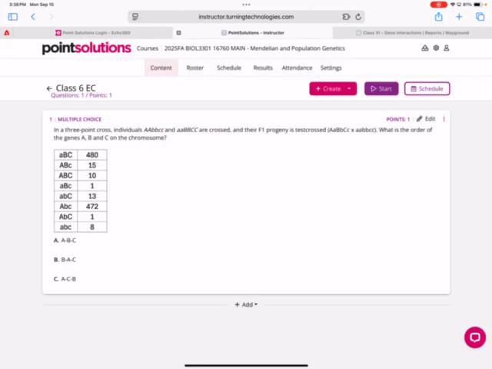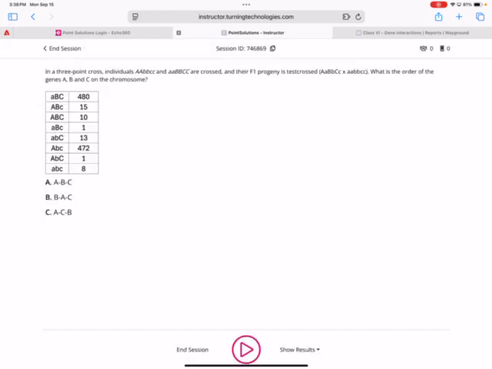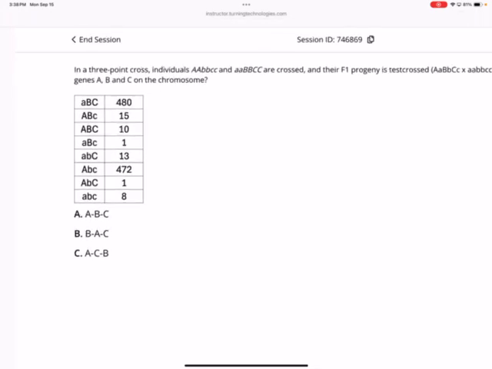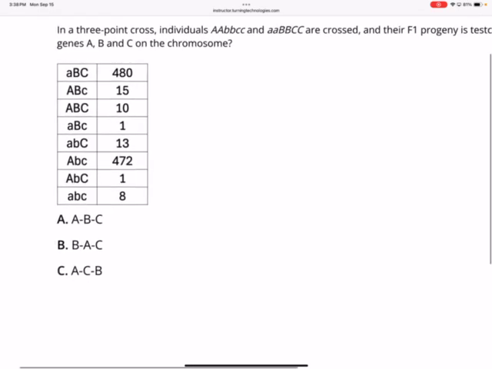This will be session ID 746869. We have a 3-point cross individual where dominant A, recessive B, recessive C are crossed to recessive A, dominant B, dominant C. The progeny is then test crossed. What is the order of genes A, B, and C on a chromosome? Is it BAC, ABC, or ACB, given the result of this cross?